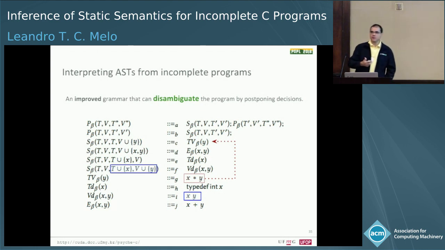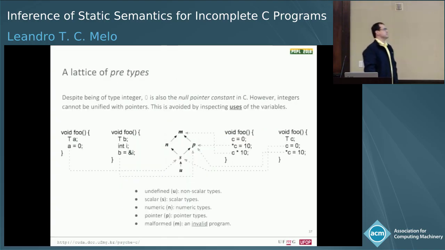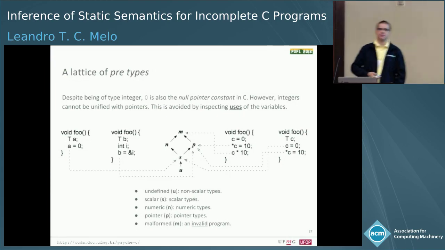Eventually, what we have is types in T and variables in V, and these sets must be disjoint, and we can disambiguate things. So this is a formal description of our disambiguation mechanism. This is our lattice of pretypes that I mentioned before.